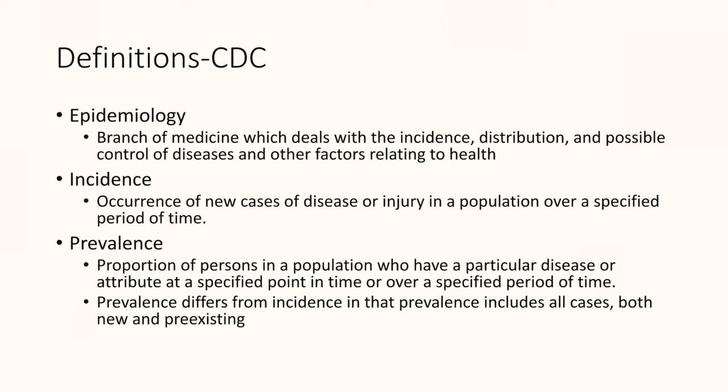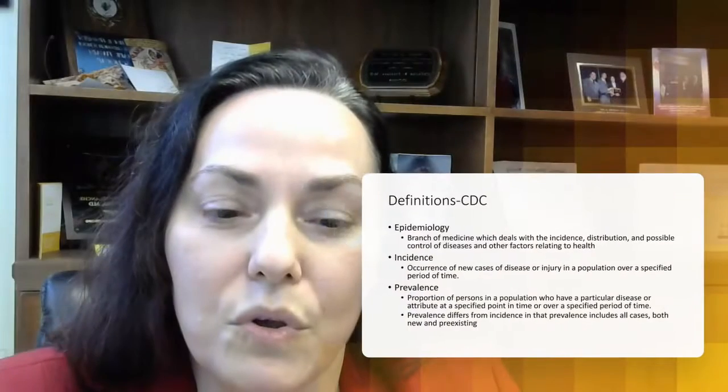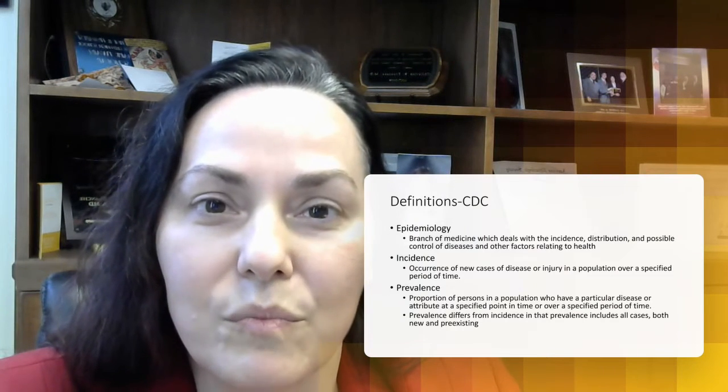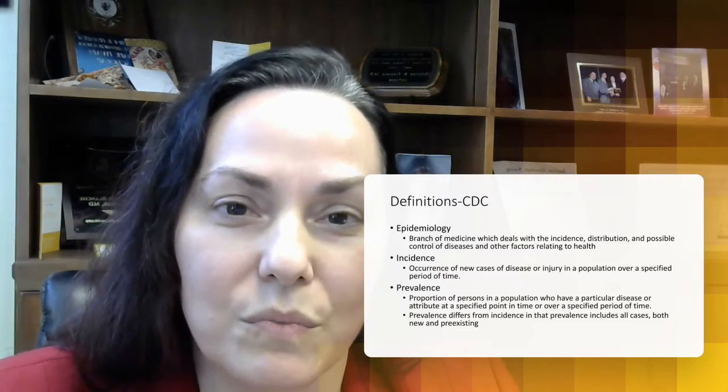Now, specifically for incidence, this is defined as the occurrence of new cases of disease or injury in a population over a specified period of time. Prevalence refers to the proportion of persons in a population who have a particular disease or attribute at a specified point in time or over a specified period of time. Prevalence differs from incidence in that the prevalence includes all cases, both new and pre-existing. And in this current pandemic era, I'm sure we're very familiar with or have heard those words before. So let's move on a little bit.